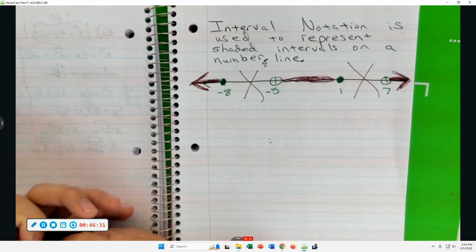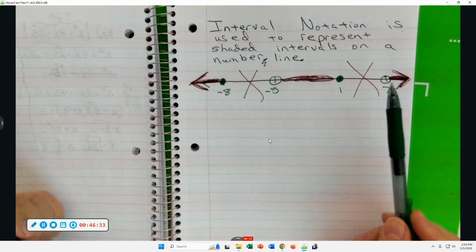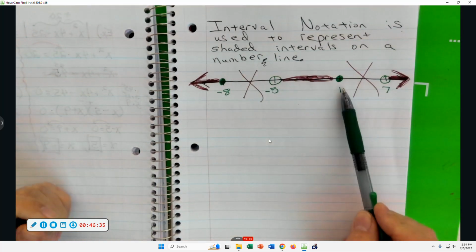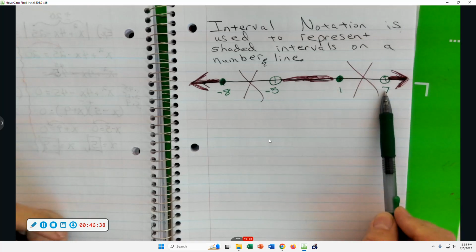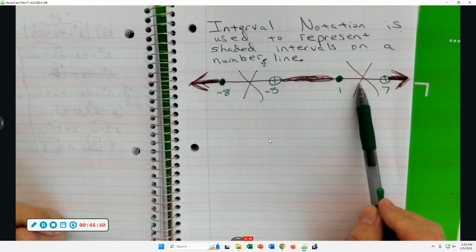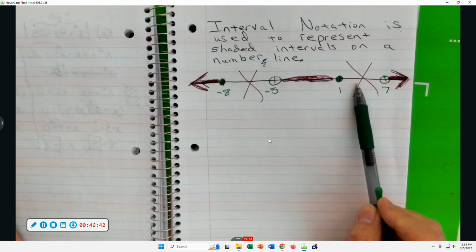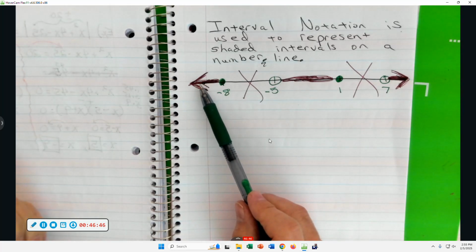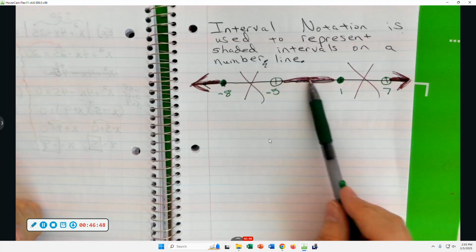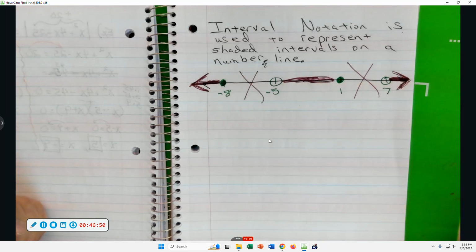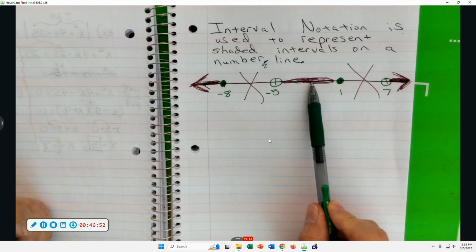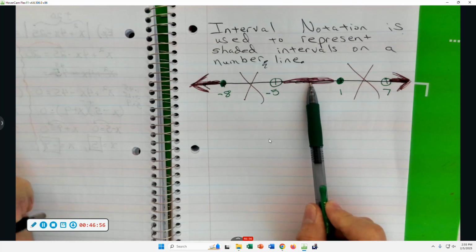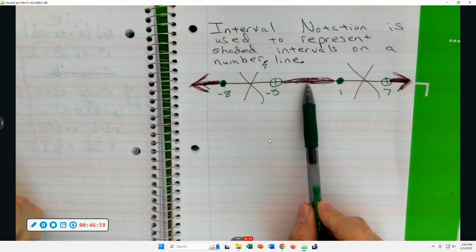So that's saying something like 5. 5 is right here between 1 and 7. 5 is in the interval that's crossed out, so 5 wouldn't satisfy the inequality. The only numbers that satisfy the inequality, that make it into a true statement, are in the shaded intervals. Something like 0. Here's 0. Would 0 satisfy the inequality? Yes, because it's in the shaded interval.